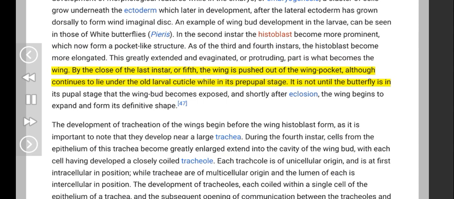By the close of the last instar, or fifth, the wing is pushed out of the wing pocket, although it continues to lie under the old larval cuticle while in its prepupal stage. It is not until the butterfly is in its pupal stage that the wing bud becomes exposed, and shortly after eclosion, the wing begins to expand and form its definitive shape.